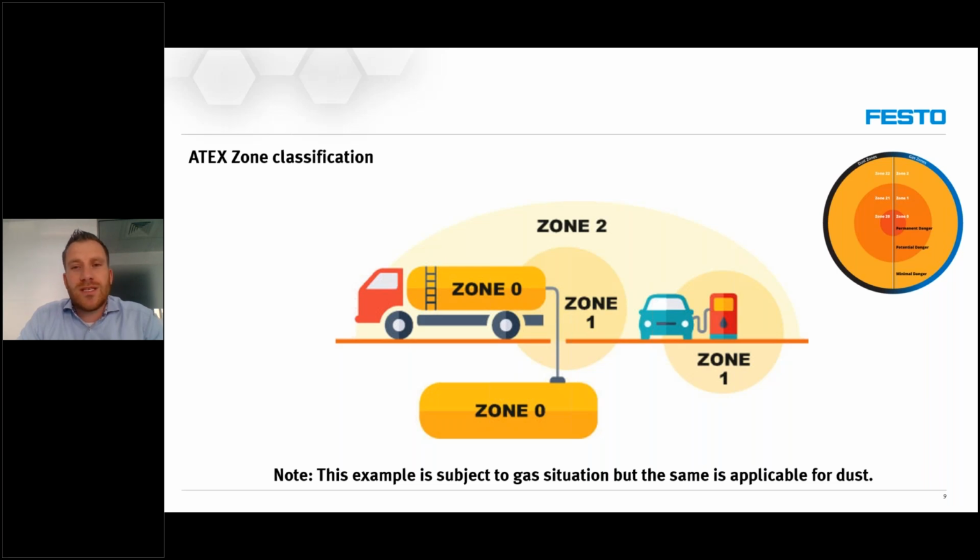Zone 2 is the least risky environment where an explosion can happen. It doesn't mean there will be a very high chance, but there is still a possibility that explosions can initiate from this area.